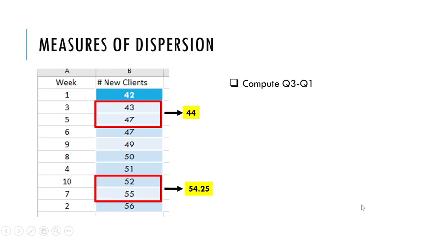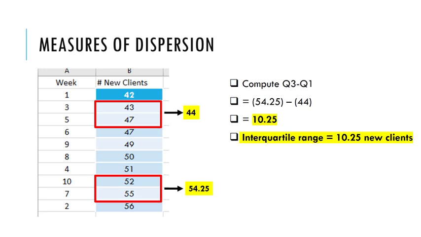All right, so now we've got Q1, 44. We've got Q3, which is 54.25. Remember, these are the 25th and the 75th percentiles. Now, we just take Q3 minus Q1, and we get 10.25. Our interquartile range is 10.25 new clients. So there, we've computed the interquartile range. It's handy. You will see that other people use this. You'll now be able to understand it.